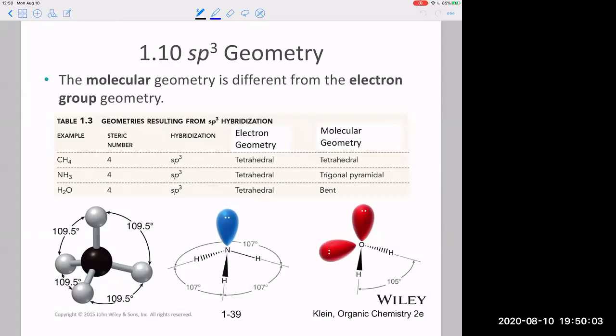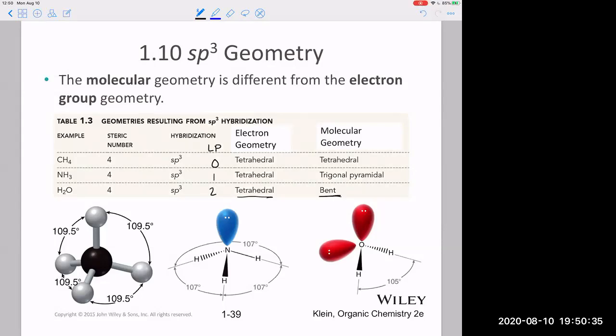Just to image those real quick, there's another possibility with water, where 2 of those orbitals are now occupied by lone pairs. And so that changes the molecular geometry to bent, different from the tetrahedral. But these are the classic sp3 geometries: methane, ammonia, and water. They all share the same steric number and the same hybridization. But in terms of lone pairs, methane has 0, ammonia has 1, and water has 2.